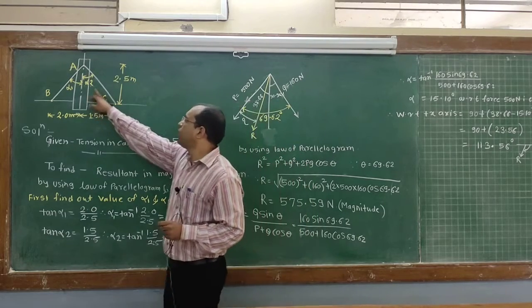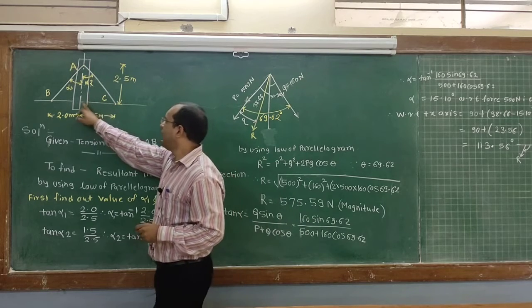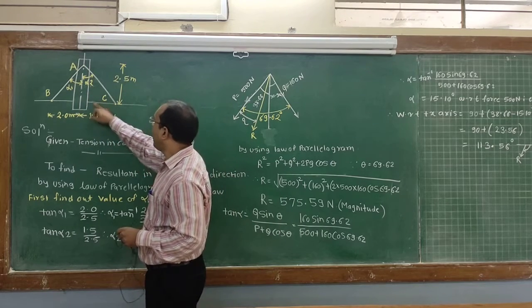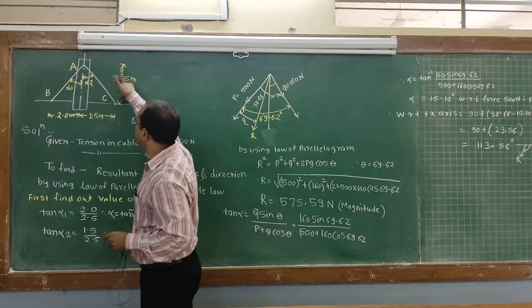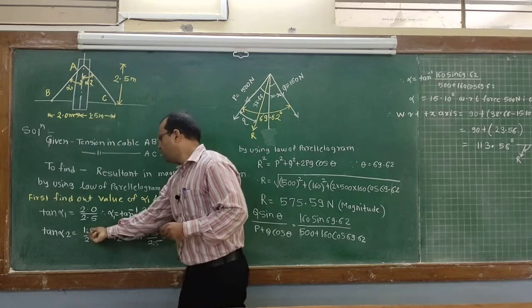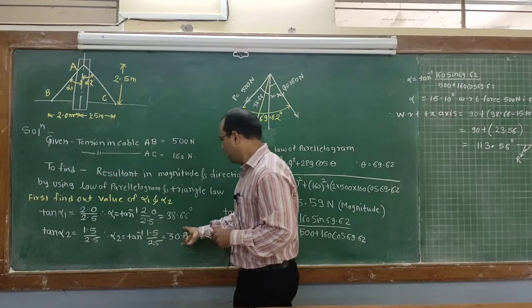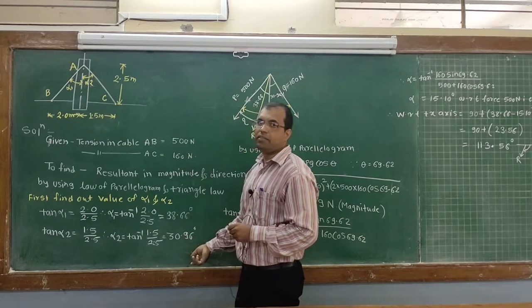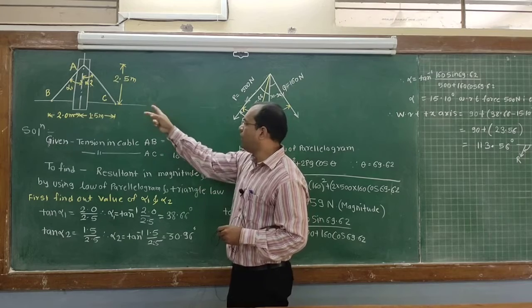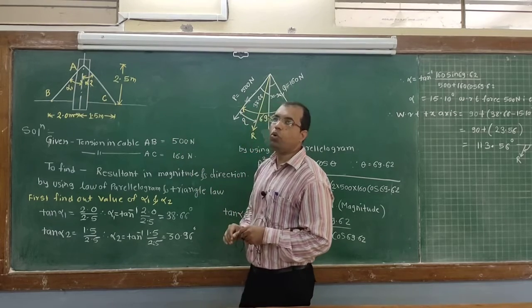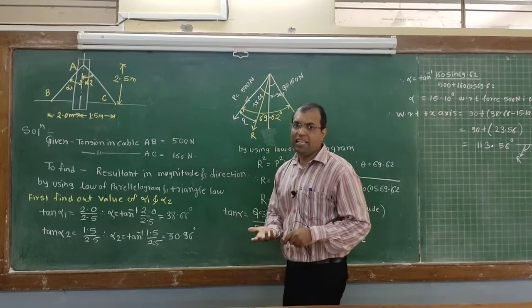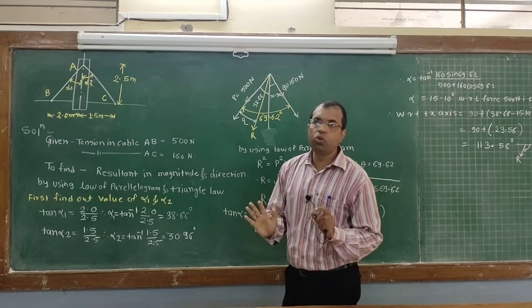Now, in order to find alpha 2, the opposite side is 1.5 and the adjacent side is 2.5. So tan alpha 2 is 1.5 divided by 2.5, and from that you get alpha 2 as 30.96 degrees. So alpha 1 and alpha 2 are now known to us. But the location of the resultant, that we don't know.